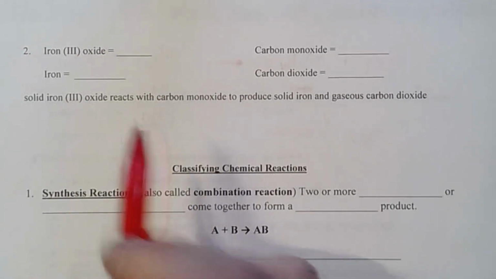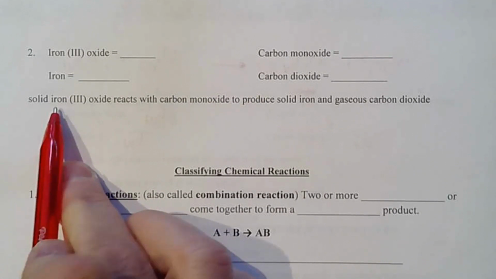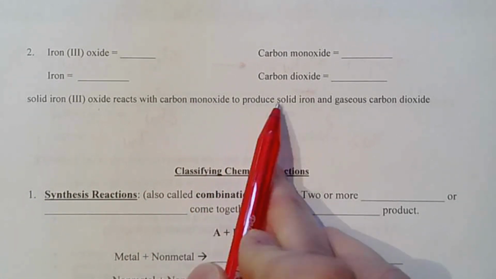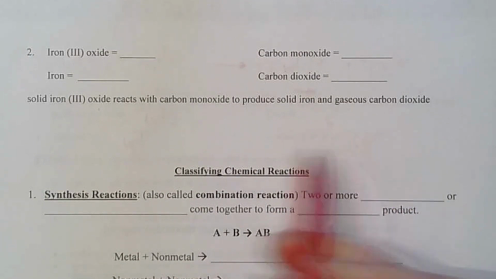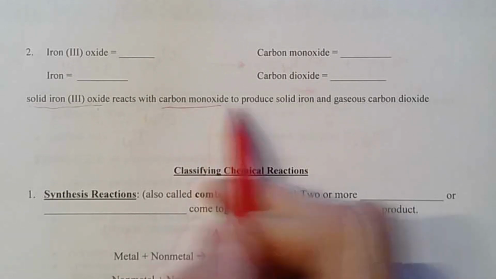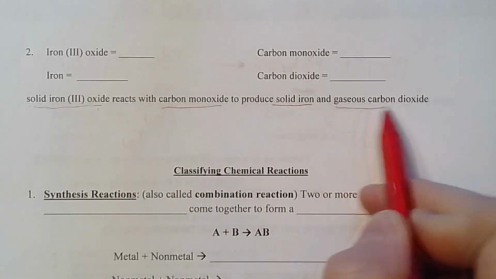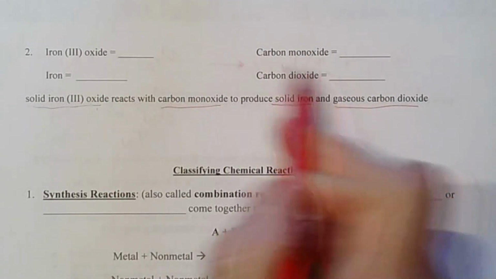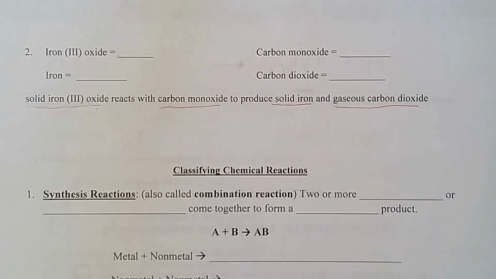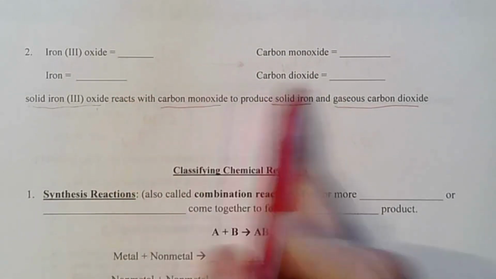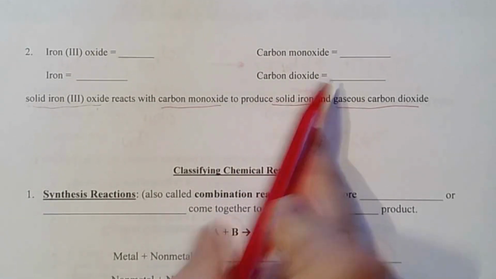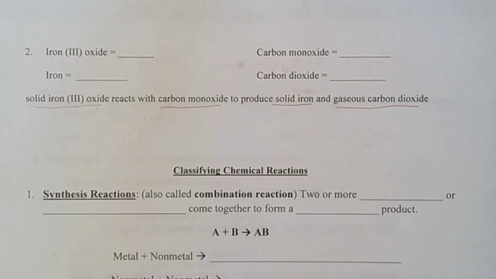So here in words, you have solid iron(III) oxide reacts with carbon monoxide to produce solid iron and gaseous carbon dioxide. So if I'm reading this, I've got 1 material, 2 materials, 3 materials, and 4. Just on these 2 examples, we put some areas up here just so that you can make sure that you have the correct formulas for everything before you put in the skeletal equation.